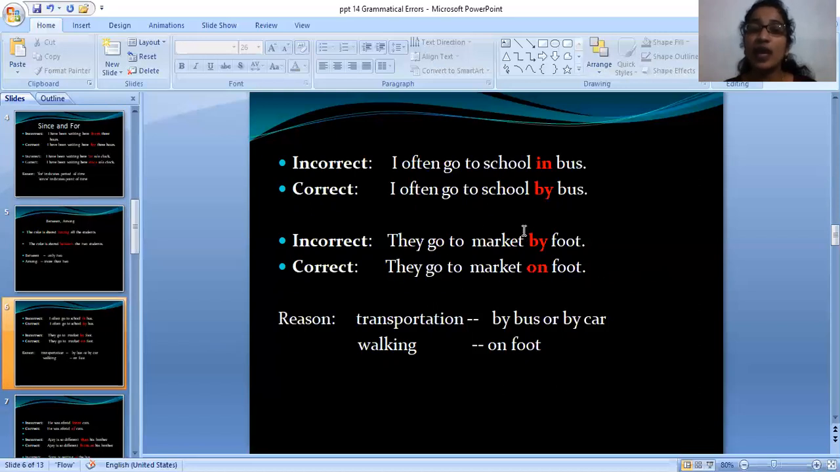They go to market by foot. But again, this is wrong. Then what's the correct sentence? They go to market on foot.